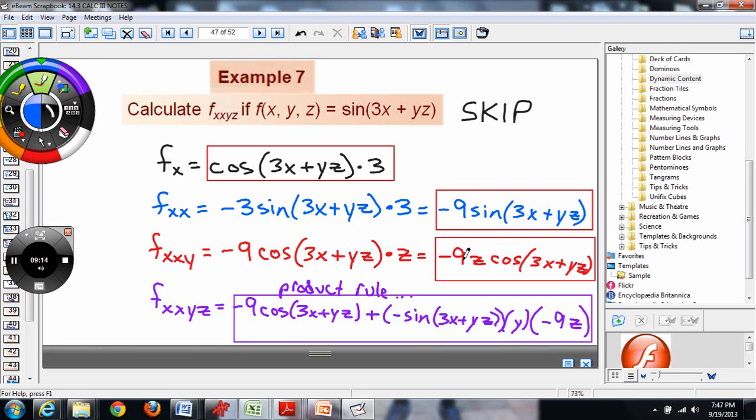So what do I have? I have negative 9. That's the derivative of this part. And then I just rewrite this as is, and then plus the derivative of the second part, which is negative sine of that same amount, times the derivative of the inside because of the chain rule. So times the y, and then multiply by that same amount. So negative 9z, not making any changes. And you could clean that up slightly, but not too much.